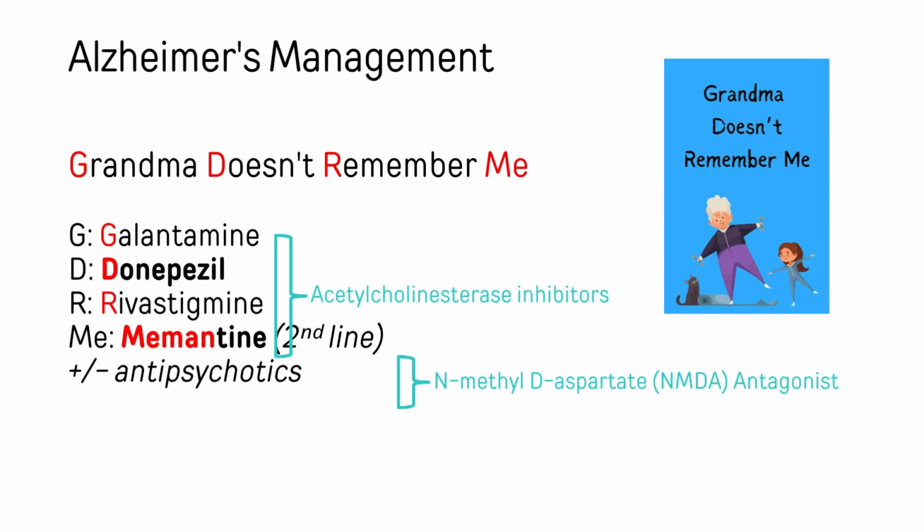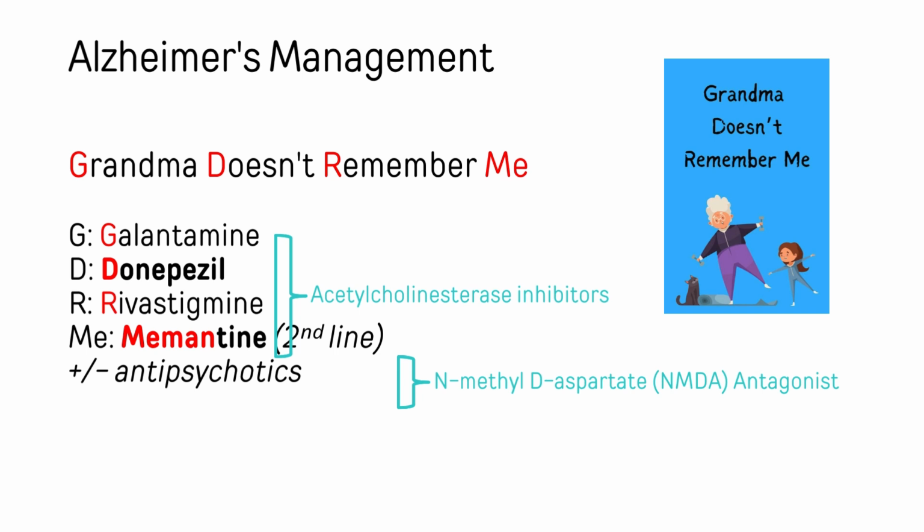In terms of the management, there's a useful mnemonic called Grandma Doesn't Remember Me, which can help us to remember the drugs that we can use to manage Alzheimer's disease. So G for galantamine, D for donepezil, R for rivastigmine, M for memantine. The first line is usually galantamine, donepezil, and rivastigmine, so grandma doesn't remember.